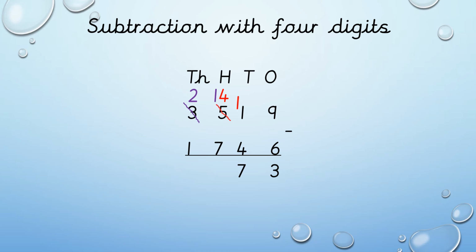We now have 1,400 take away 700, and if you know your basic number skills, you'll know this is very similar to halving and doubling 7. So we are left with 700s. And then to finish off, 2,000 take 1,000 is 1,000. The answer is 1,773.